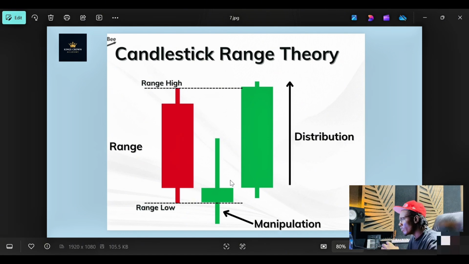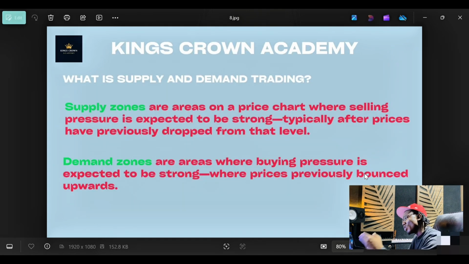But for this video, the CRT, you can see this is the range high, and this is the range low. We simply wait for a manipulation. In this example, on this chart, the low was raided. That's the manipulation. This is like a daily candle. The low was raided, so obviously we're heading for the high. You can catch this trade right above here. You can catch this trade.